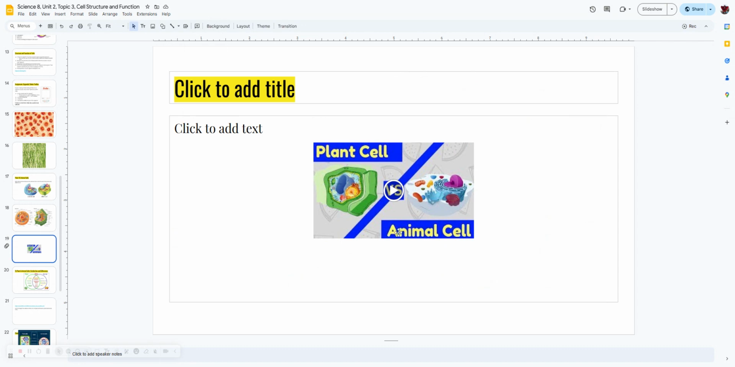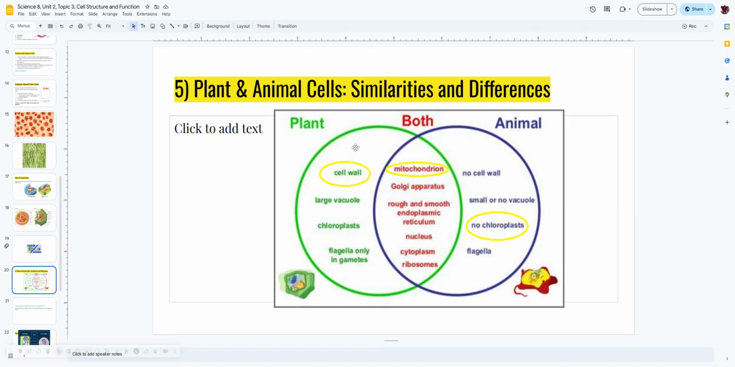Okay. Here's a really good video that you can watch if you want while you're studying, and that goes into detail about the differences between plant and animal cells. Here's a Venn diagram, and this one is on your follow along notes. The ones that are circled in the yellow circles are the ones you've got to fill in.